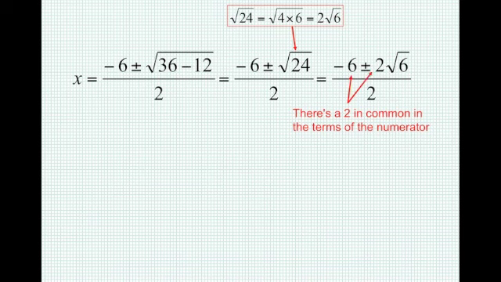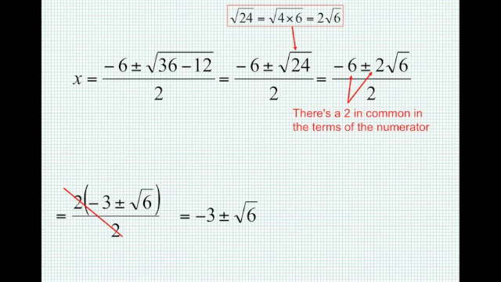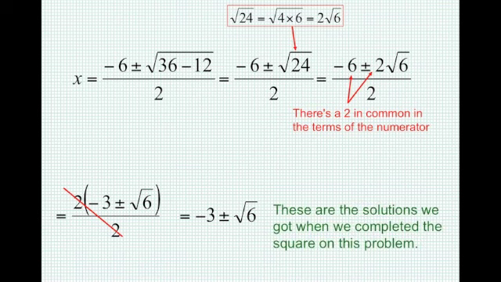Now, there's a 2 in common in the terms of the numerator, or we can call it a GCF. If we factor out that 2, then we can cancel the 2 in the top with the 2 in the denominator, and our result is negative 3 plus or minus square root of 6. These are the solutions we got when we completed the square on this problem.